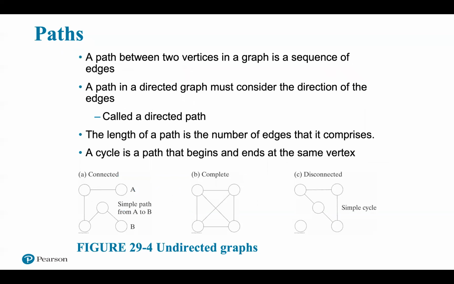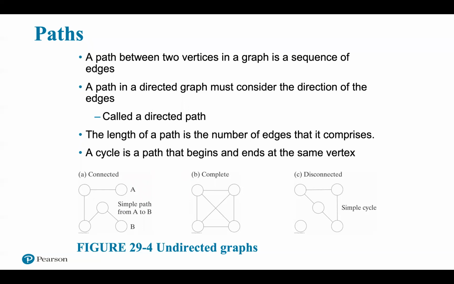So what about connected graphs? The towns on a road map are connected by roads in a way that enables you to go from one town to another. That is, you can get from here to there. A graph that has a path between every pair of distinct vertices is connected.